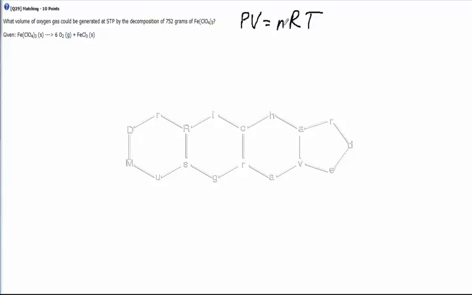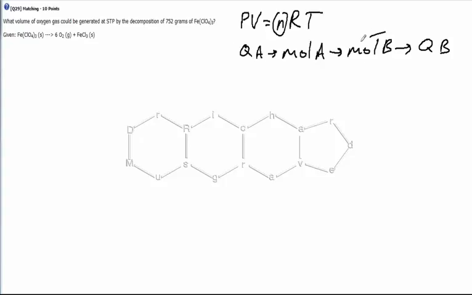Before we do that though, we're going to need a number of moles of oxygen gas, and we're going to get that by doing a little bit of stoichiometry. I like to use this little flow chart here. The Q of A is going to be what we're starting with, which will be 752 grams of Fe(ClO4)3. The B here will end up being moles of B, which will be for the O2. So let's see how that works.